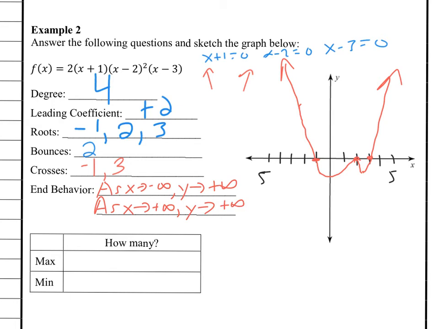All right, maxes and mins. Well, looks like we have one max that's occurring right here. And we have a min and a min here. So we have, again, 2 mins, 1 max, total of 3 turning points, which makes sense because the degree is 4, so we'll have 1 less. All right, moving on.